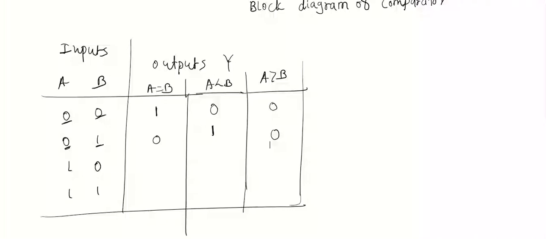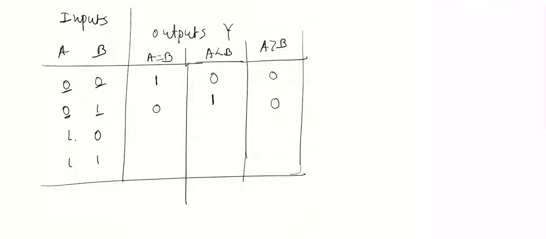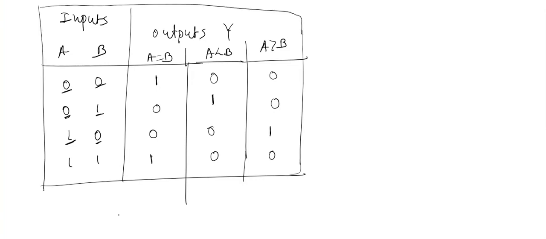Similarly, when A is equal to 1 and B is equal to 0, the output A greater than B is equal to 1 and the remaining two outputs are 0, 0. When A is equal to 1 and B is equal to 1, the output A equal to B is 1, and A less than B and A greater than B are 0. Now this is the truth table for the 1-bit comparator.